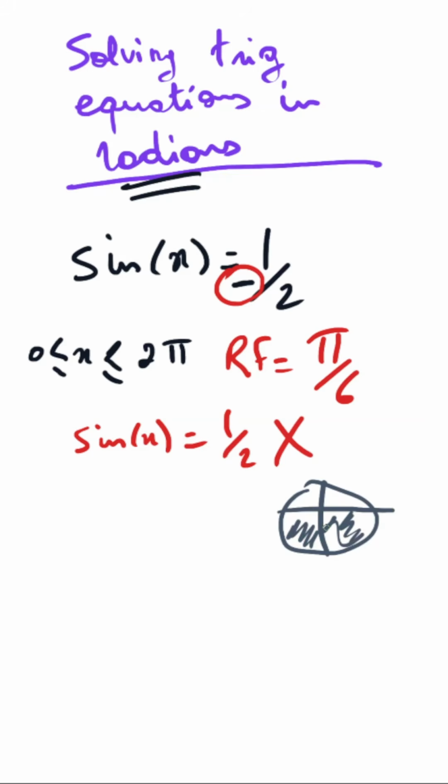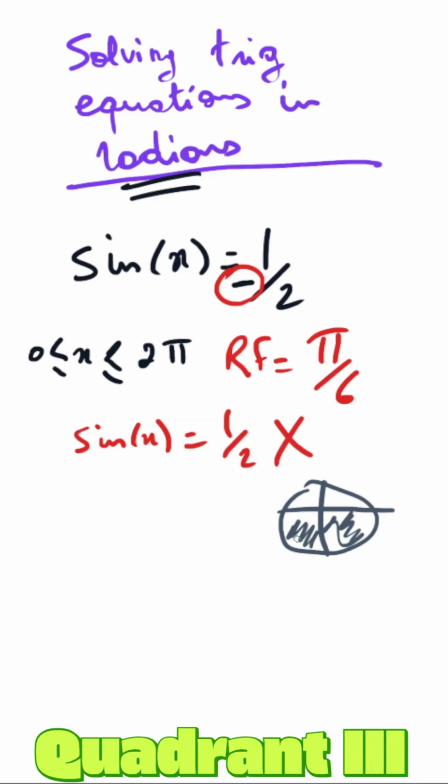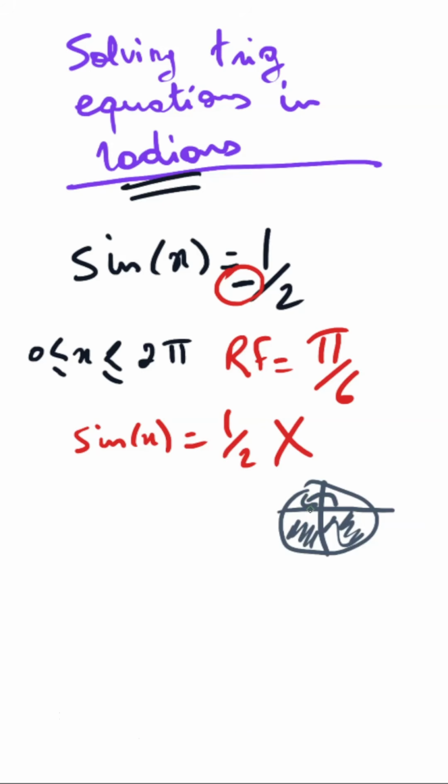Now let's find the solution in quadrant 3. In quadrant 3 we add the reference angle to pi, because from here to here it's pi. We add to it the reference angle, and we get the answer. So the first x is pi plus the reference angle, and we are left with 7 pi over 6. Very simple. So this is our first solution.